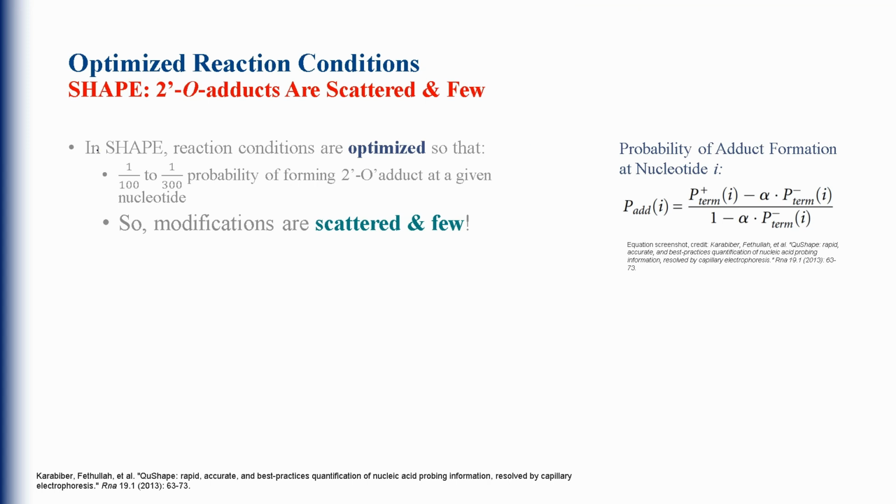So in SHAPE, reaction conditions are optimized. I've mentioned optimization earlier very briefly, but the reaction conditions are optimized so that there is a 1 in 100 to 1 in 300 probability of forming 2' oxygen adducts at any given nucleotide. And so the modifications are scattered and few. You won't be seeing those modifications at every single 2' hydroxyl group within your RNA molecule. Rather, you'll have just scattered and few 2' oxygen adducts being formed, and we'll use those to determine the overall secondary RNA structure.